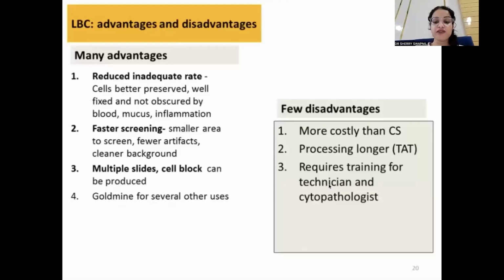Few disadvantages that we see: it is more costly than conventional smear. I think that's the major drawback with LBC, because most of our patients are from a poor background. They are not ready to pay that much. So it is not that cost effective for them. Processing definitely can take a lot longer and requires training for the technician and cytopathologist.